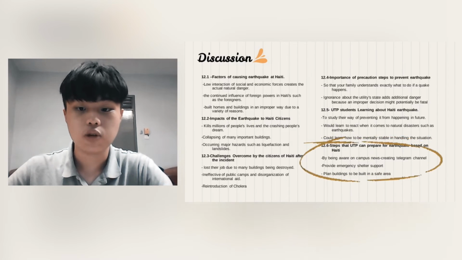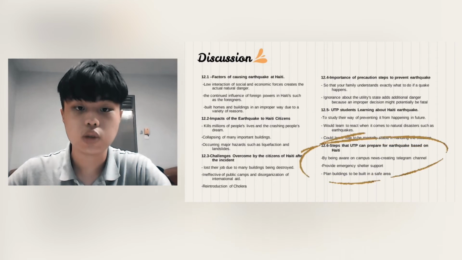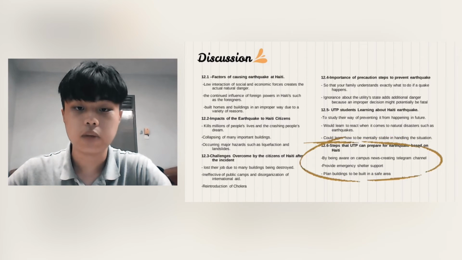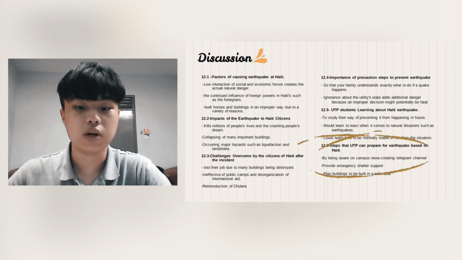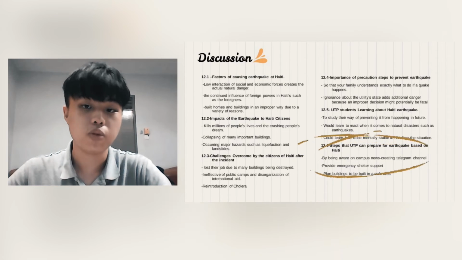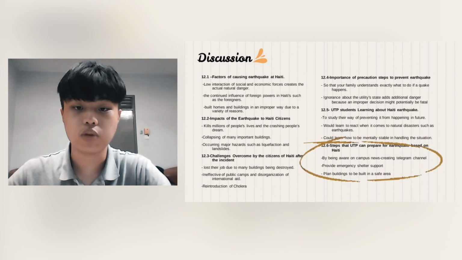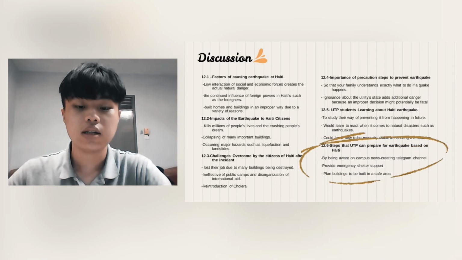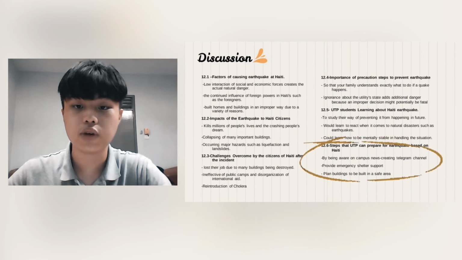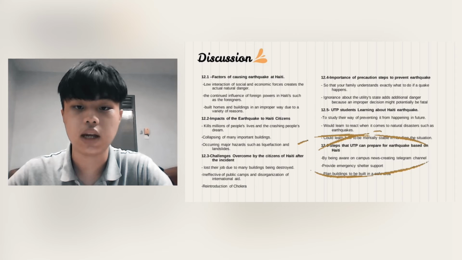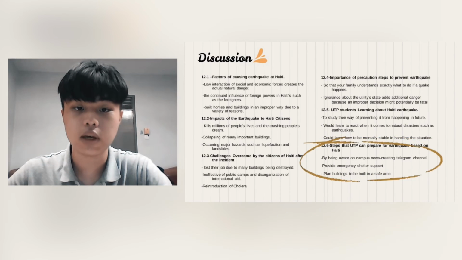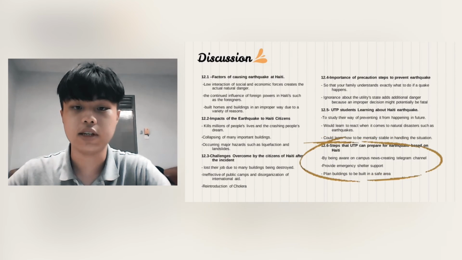Lastly is the steps that UTP can take to be prepared for earthquakes based on Haiti. For the first one, students should pay close attention to the existing messages brought up by UTP and stay updated on this kind of topic so they can be aware of the campus news and be prepared and act on the standardized approach provided. And secondly, they can provide emergency shelter support for students and staff. And lastly, UTP can prepare for future earthquakes to avoid huge impact on buildings and lives by planning for future UTP buildings to be built in a safe area.